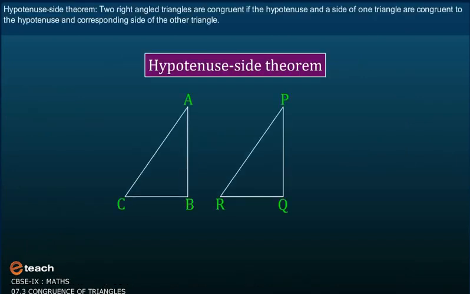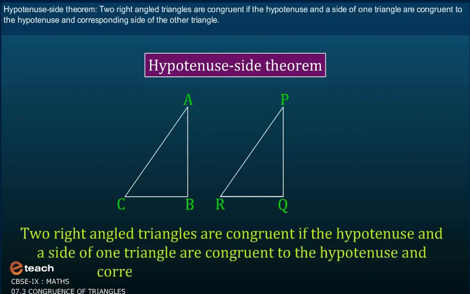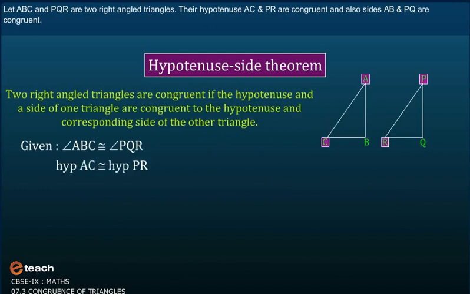Hypotenuse side theorem. Two right angle triangles are congruent if the hypotenuse and a side of one triangle are congruent to the hypotenuse and corresponding side of the other triangle. Let ABC and PQR be two right angle triangles. Their hypotenuse AC and PR are congruent and also sides AB and PQ are congruent.